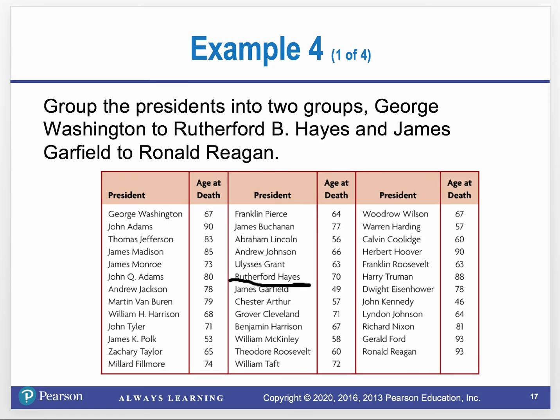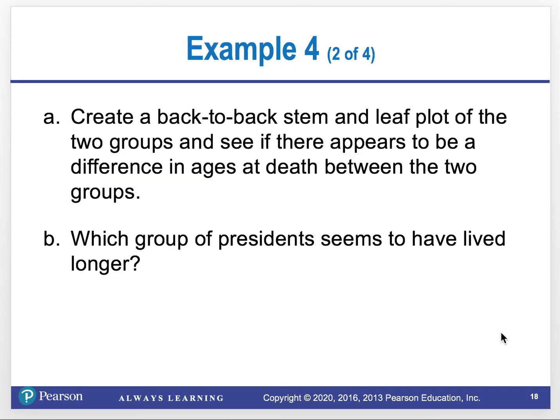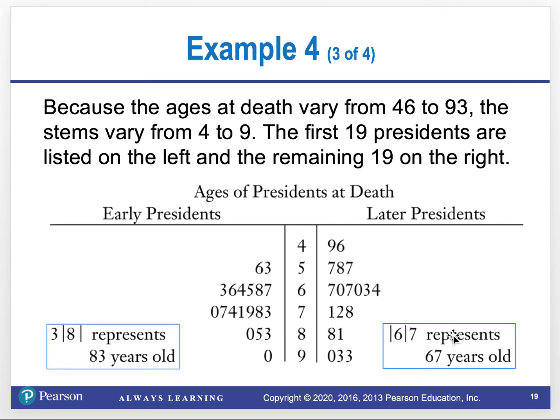I'm going to have to erase that line, I believe, before I can go on. Okay, create a back-to-back stem and leaf plot of the 2 groups to see if there appears to be a difference in ages at death between the 2 groups. All right, so the first thing they had to do was figure out the bottom age and the top age, okay? And so make their stems go from the 40s to the 90s, and then they just went through and listed the age of each president from the last half and from the first half.